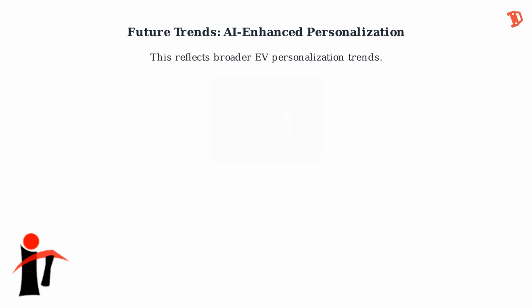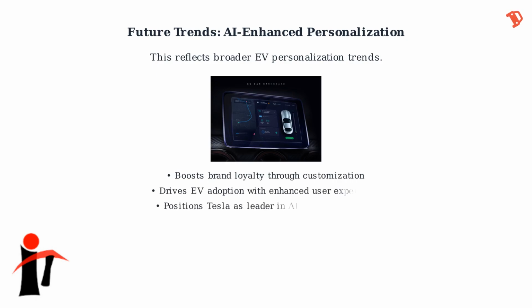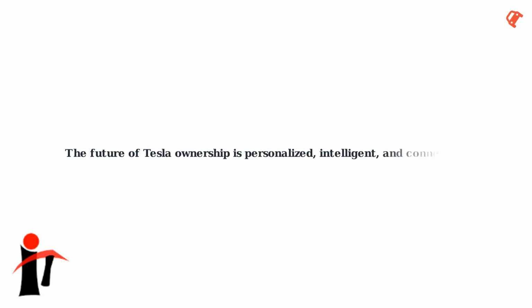These advancements fit into larger trends in electric vehicle personalization. As EVs become more software-driven, AI-enhanced features like intelligent naming help build emotional connections with vehicles. This personalization boosts brand loyalty, encourages EV adoption, and solidifies Tesla's position as an innovator in AI-powered transportation. As Tesla continues to innovate, vehicle naming evolves from a simple customization to an AI-powered experience that enhances every drive.